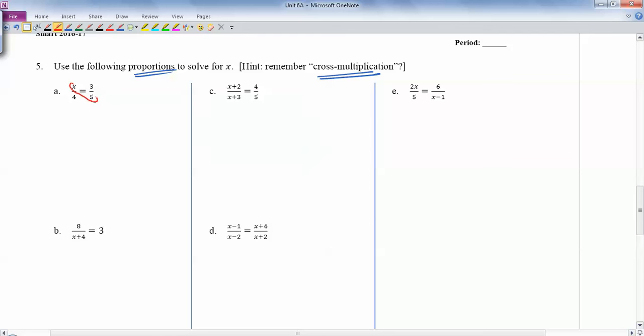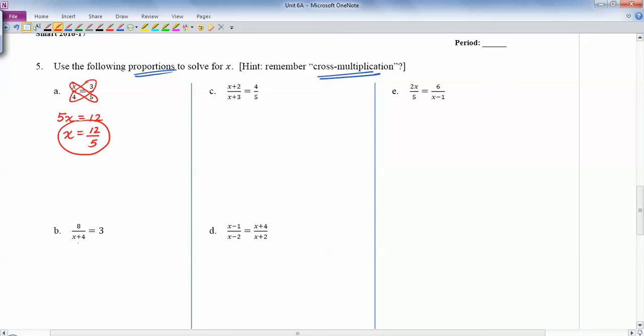And you would say x times 5 equals 4 times 3. So x times 5 is 5x. 4 times 3 is 12. And then if I divide both sides by 5, 12/5. There we go.